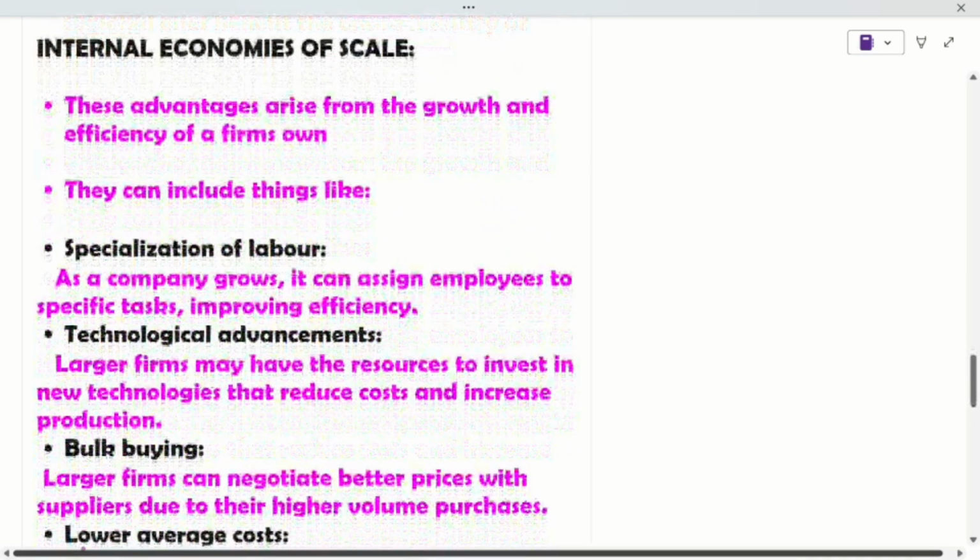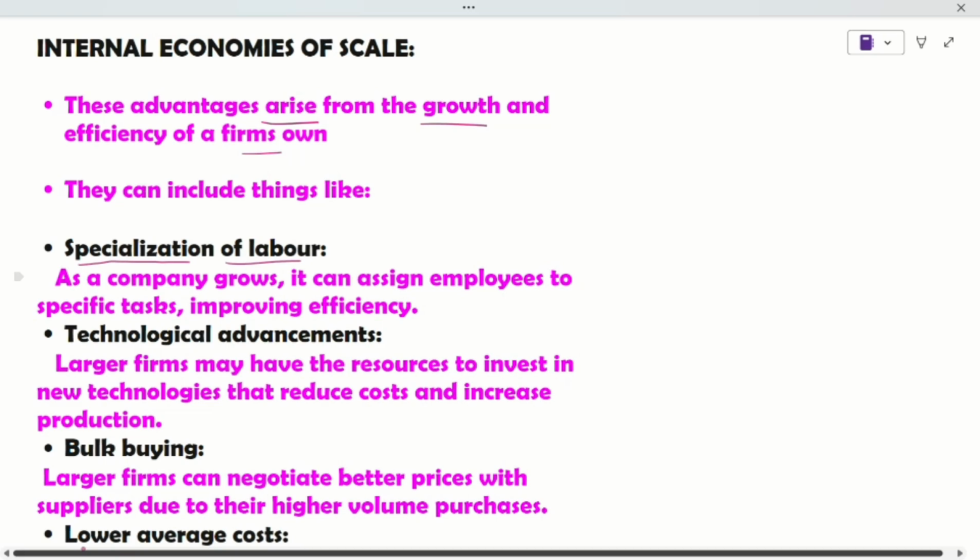Next, we are going to internal economies of scale. Here, the advantages arise from the growth and efficiency of a company on its own. Specialization of labor: as a company grows, it can assign employees to tasks, improving efficiency. Technological advancements. What do you mean by technological advancements? A larger company may have the resources to invest in new technologies that reduce cost and increase production.